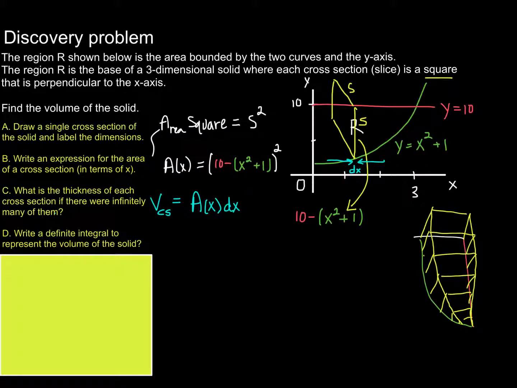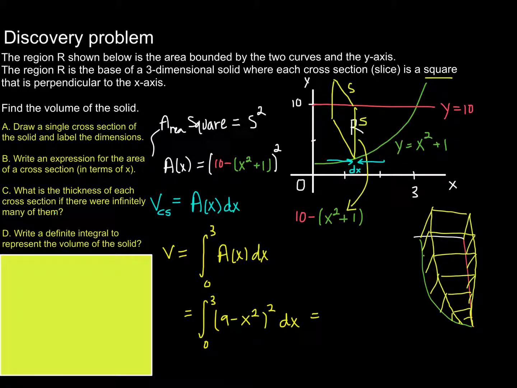So now write a definite integral to represent the volume of this solid. Remember that the definite integral is just going to allow us to add up all of these infinitesimally small volumes that we have an expression for. Okay, so this should be pretty simple. Notice all we're going to do is add up these infinitesimally small volumes at every single x value between 0 and 3, since that is the interval over which our base exists.